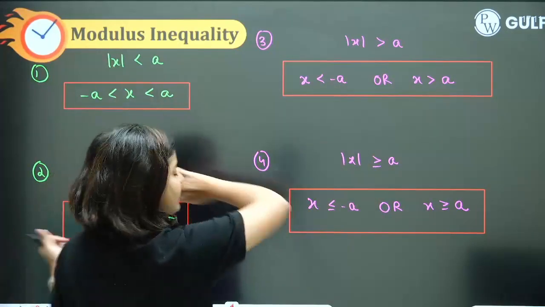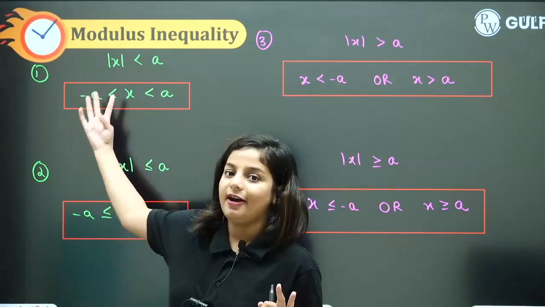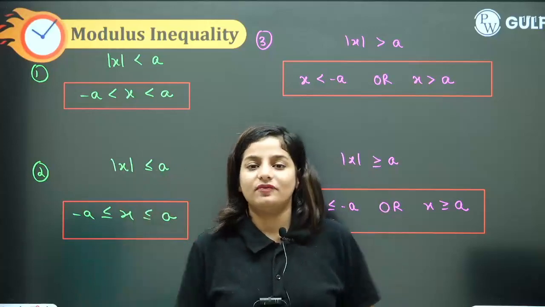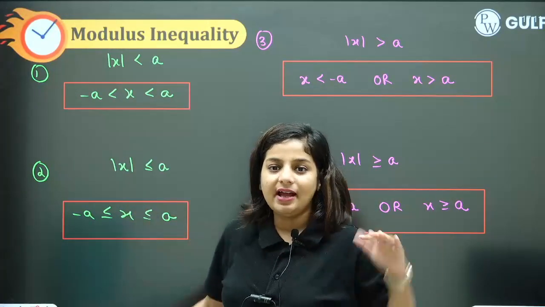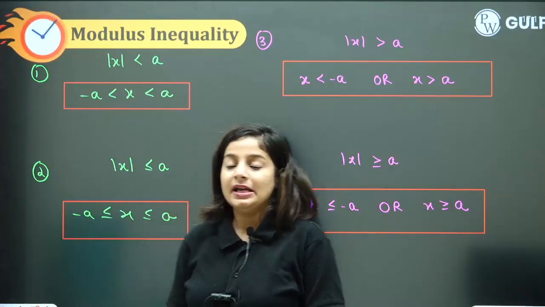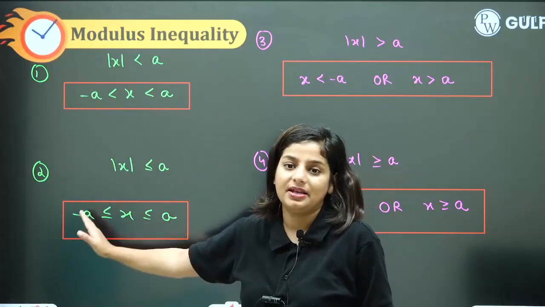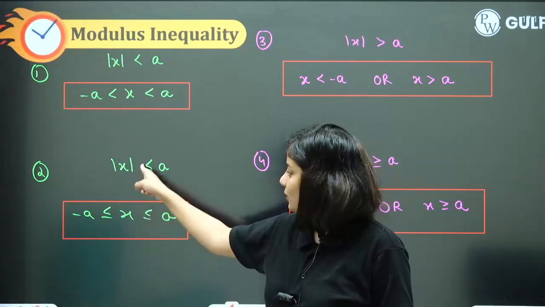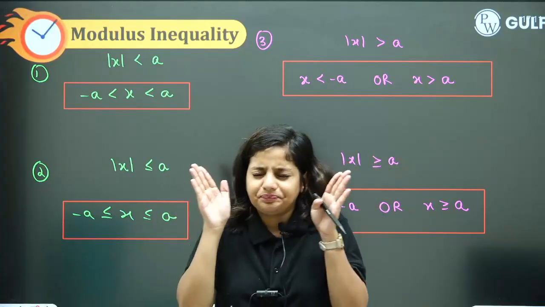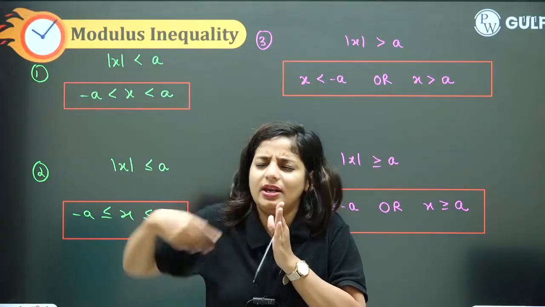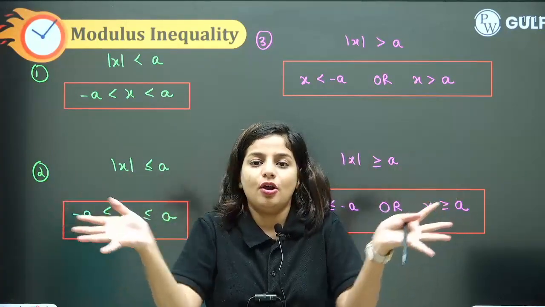Right, the last part is modulus inequality, and there are actually two types of modulus inequality, one less than, the other greater than. If it is less than, you will simply say x lies between minus a and plus a. Depending on the equal to sign, you will put equal to or you will not. But if it is less than, remember x will be between plus a and minus a.